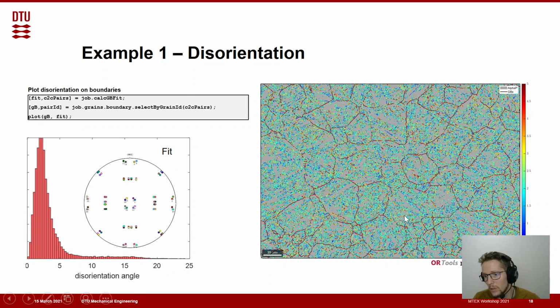But of course, we can also see that on some boundaries, for example here or there, we locally lose this dark red contrast, which means that just by coincidence, we sometimes get a misorientation between prior austenite grains that also resembles a martensitic orientation relationship boundary. And this, of course, can sometimes give us problems when we try to reconstruct the microstructure. So this is something you can see in this kind of plot.